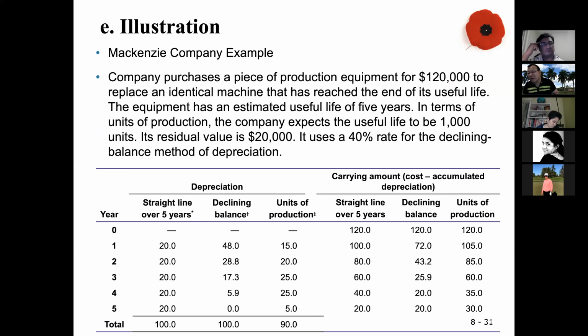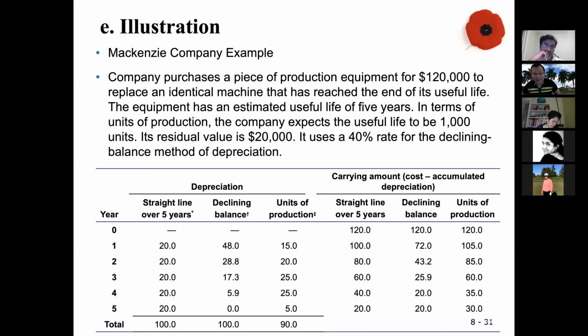Okay, so here's one example. Again, the calculations you have done in 2100. In this question, the McKinsey company example: the company purchased a piece of production equipment for 120,000 to replace an identical machine that has reached the end of its useful life. The equipment has an estimated useful life of 5 years. In terms of units of production, the company expects useful life to be 1,000 units. Its residual value is 20,000. It uses a 40% rate for the declining balance method of depreciation.